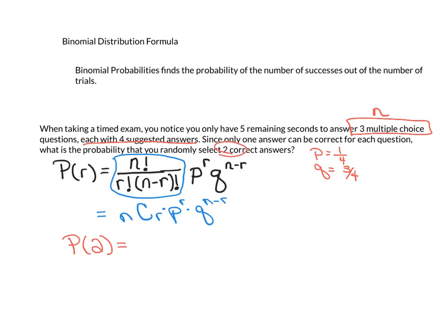So as we begin to write this equation, we're looking for 3 combination 2 times the probability, which is 0.25, raised to R, the number of successes, which is 2, times the probability of failing, which is 0.75, raised to the number of trials minus number of successes, or 3 minus 2, which is 1. When we type all of this into our calculator, it gives us 0.14, or 14%.